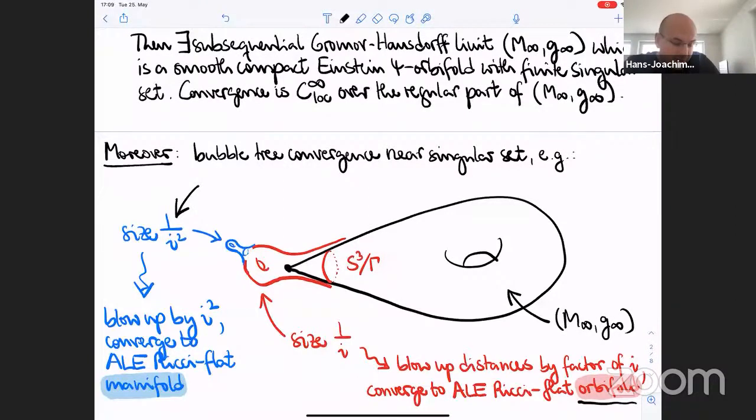But if I actually go to the scale of the deepest bubble, 1 over i squared, so if I blow up all distances by a factor of i squared, then I actually converge to an honest, smooth Ricci-flat manifold, which is again ALE. But now the cone at infinity is going to be this blue cone that you're beginning to see in the picture, and the red parts and the black parts of the manifold just get blown away to infinity. The limit of the blue part is actually a Ricci-flat ALE manifold without singularities.